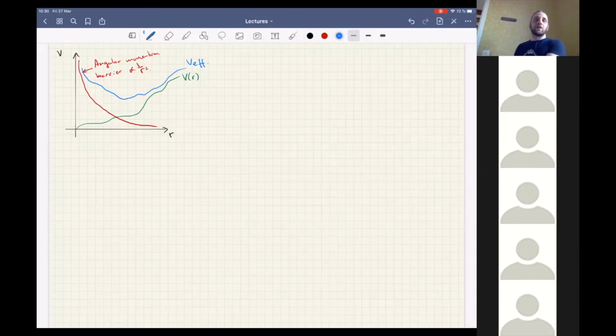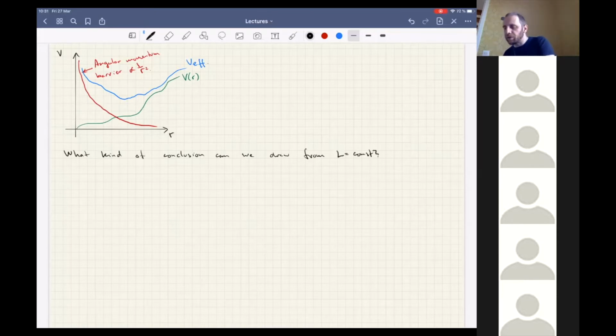Of course, you can always reach r equal to 0 if your angular momentum is 0, because then you don't have this angular momentum barrier. So the question is, we discussed L, the angular momentum. What kind of conclusion can we draw from L being constant?